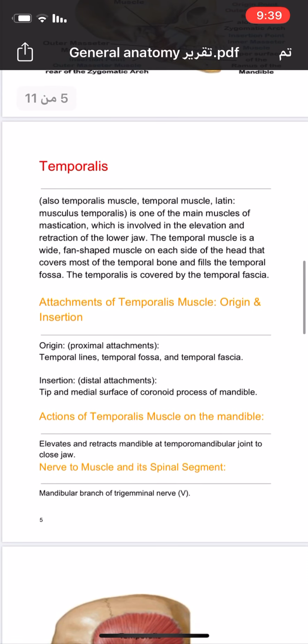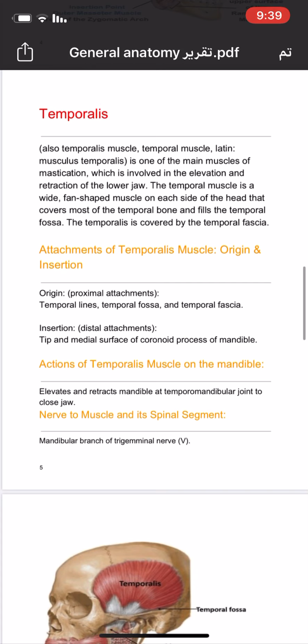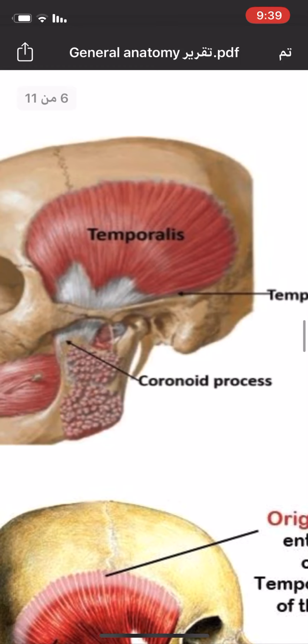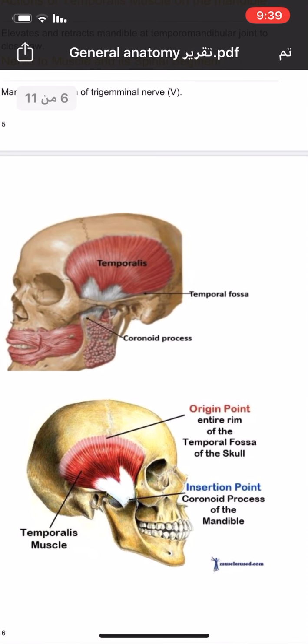Its attachments: origin and insertion. The origin, proximal attachment, is the temporal lines, temporal fossa and temporal fascia. The insertion, distal attachment, is the tip and medial surface of the coronoid process of the mandible. The action of temporalis is to elevate and retract the mandible at the temporomandibular joint to close the jaw. The nerve of temporalis is the mandibular branch of the trigeminal nerve V3. Here we also notice the location of the temporalis, the coronoid process, and the temporal fossa.